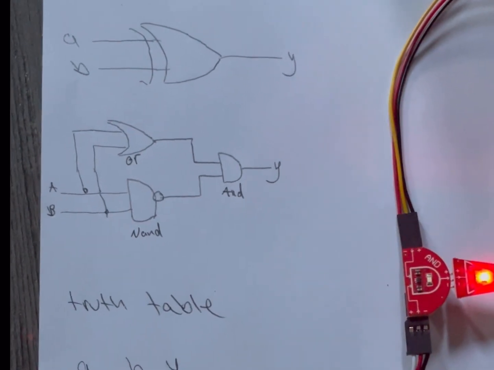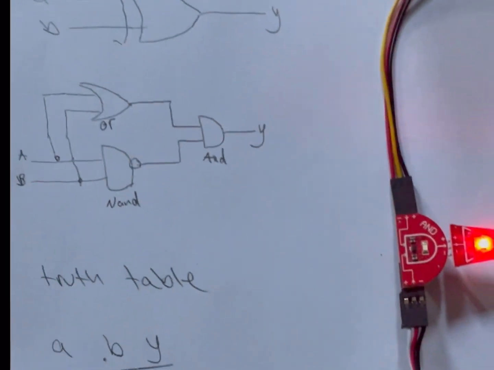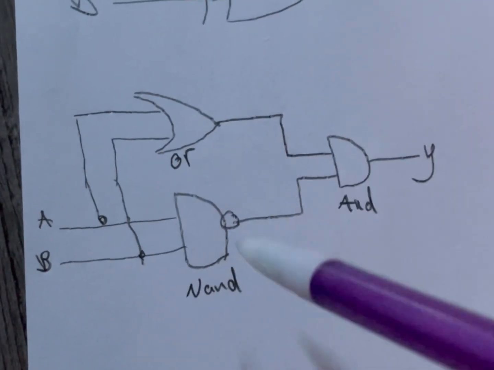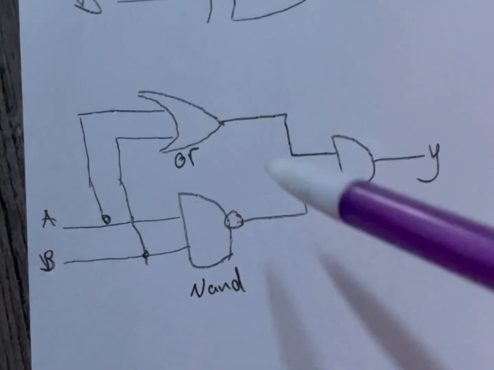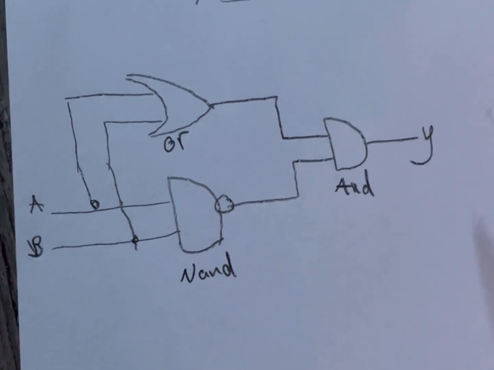Finally, we have the XOR gate, which is a combination of the OR, NAND, and AND gates. In an XOR gate, our A and B inputs go into OR and NAND gates, giving us outputs, which act as inputs for our AND gate, giving us our final output.